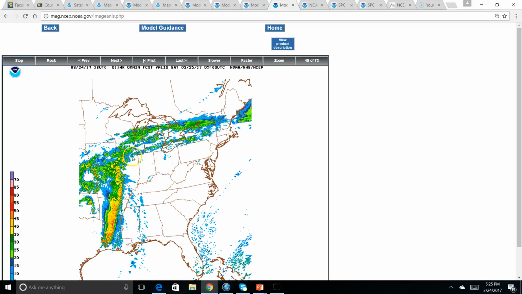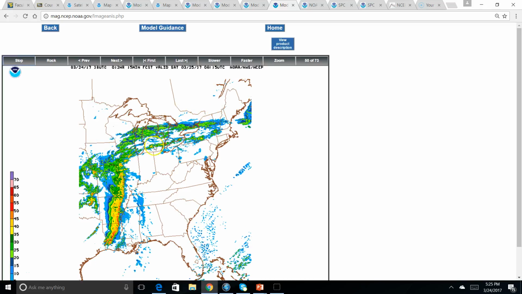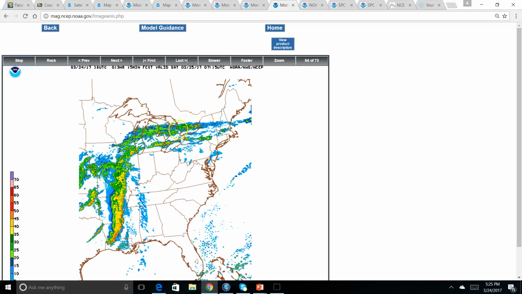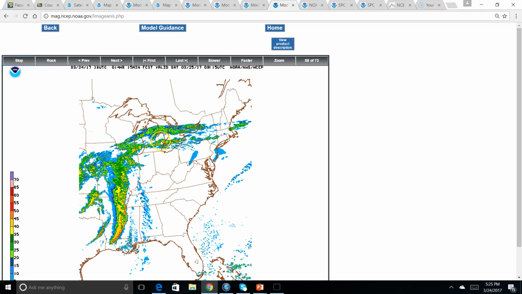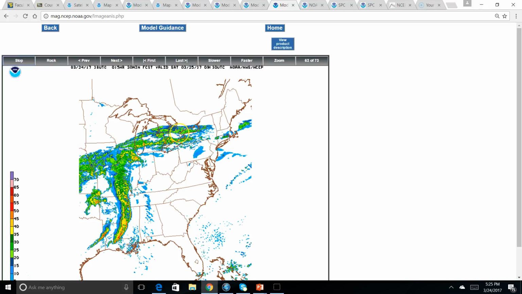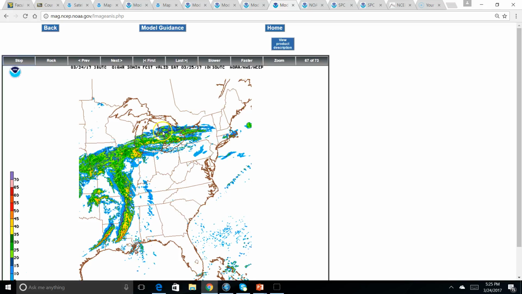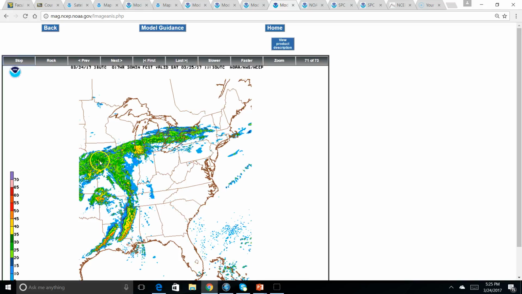Look at the other front to the north. You can see the precip. That precip's all north of the cold front. Maybe right along here with a little bit more convection, maybe right along the front itself. But most of that precip's north of the front, and here is also north of the front.